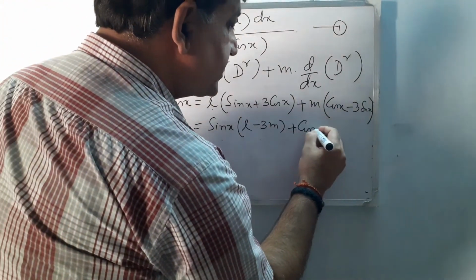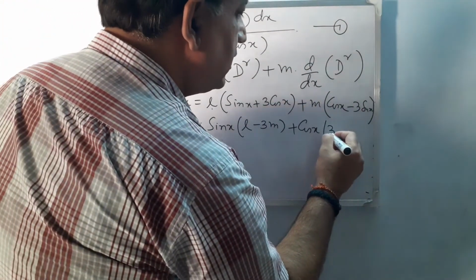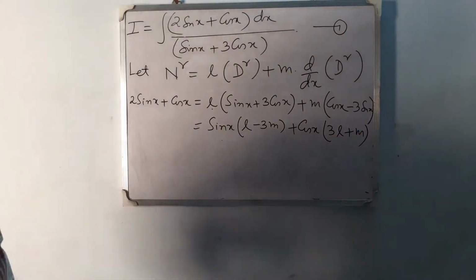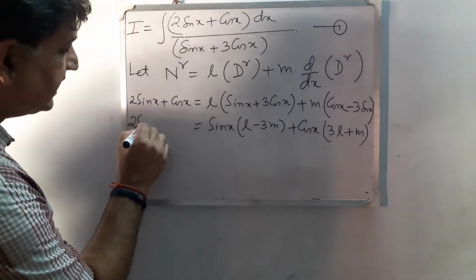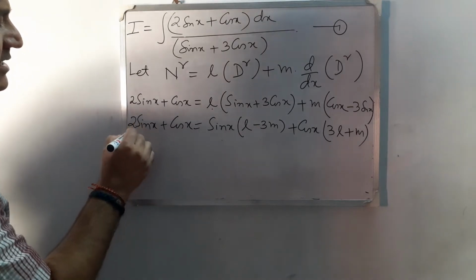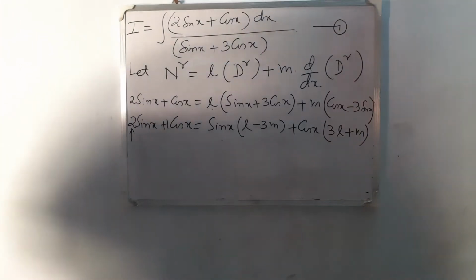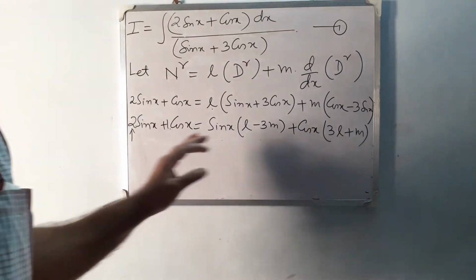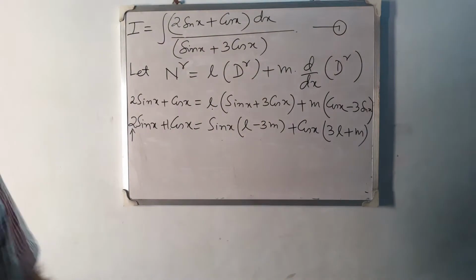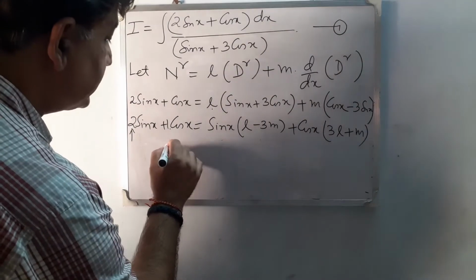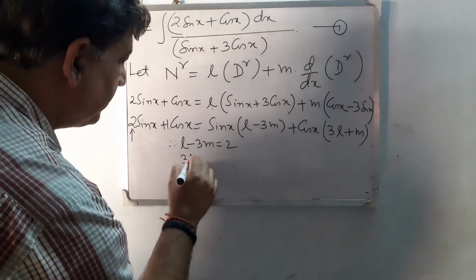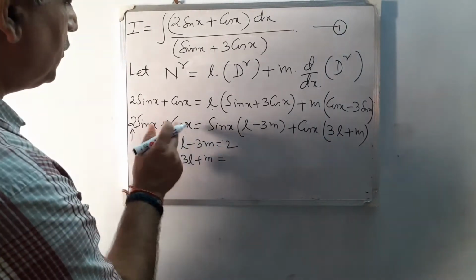Plus, if you take cos x common, you will get 3L plus M. Now, we will compare the two sides with their coefficients of sin x and cos x. You see, the coefficient of sin x is 2, and the coefficient of cos x is 1. So from both sides we can equate the coefficients, because this is to be taken as an identity. Therefore, L minus 3M is equal to 2 and 3L plus M is equal to 1.